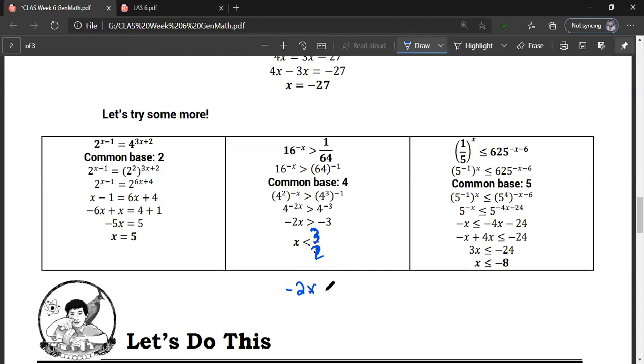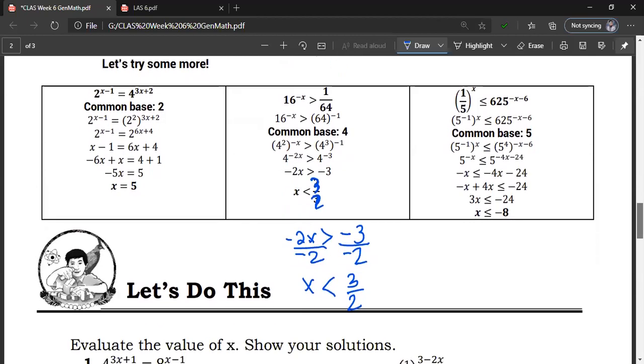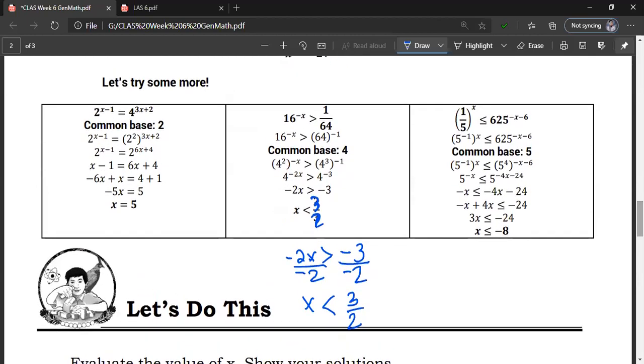So, negative 2x is less than negative 3. Ngayon, divided by negative 2, divided by negative 2, x is equal to 3/2. Tapos, magbabaliktad yung symbol, kasi nag-divide tayo ng negative. Okay? Yun lang. Kaya nga sabi ko, similar lang sila halos, pero may i-consider lang tayo sa inequality. Okay? So, yun.